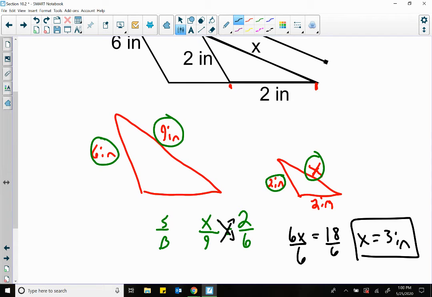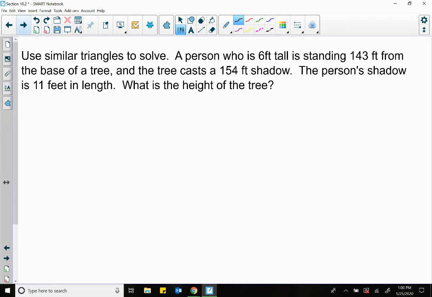So let's talk about that when it's actually in terms of a problem. With similar triangles, there are lots of things you can do. It's what we call indirect measurement. So we're going to use similar triangles to solve this problem because I've got this tree. I want to know how tall it is.